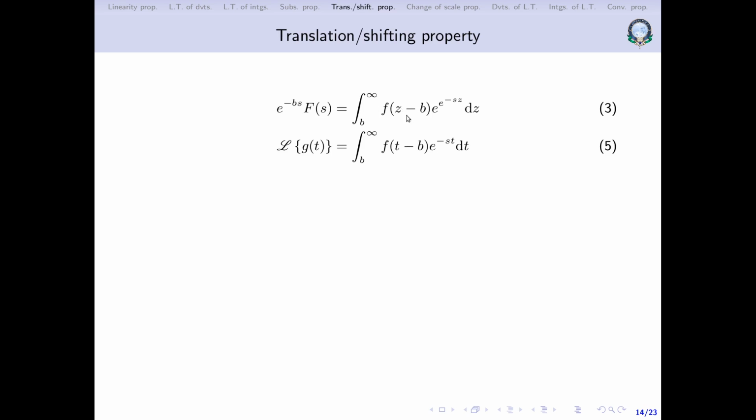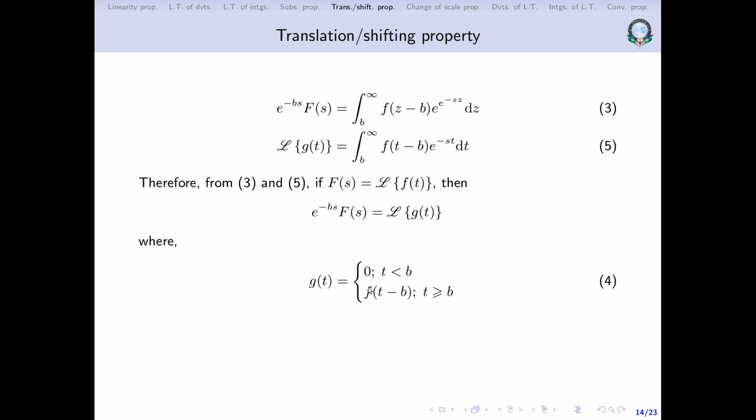And these two will be exactly identical. So from equation number 3 and 5, if capital F of s is equal to the Laplace transform of small f of t, then e to the power minus bs F of s is equal to the Laplace transform of g of t, because these two integrals are the same, that means this must be equal to this. So that's how we have this, where g is defined in this way.